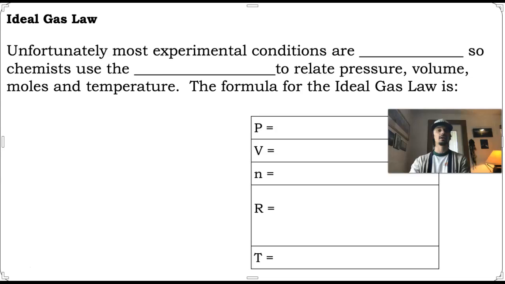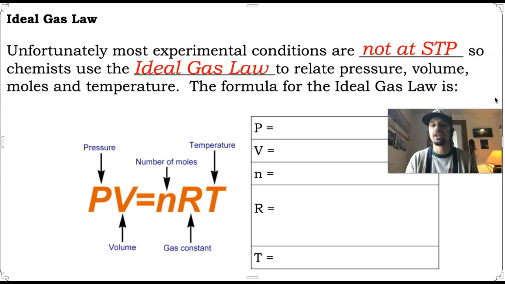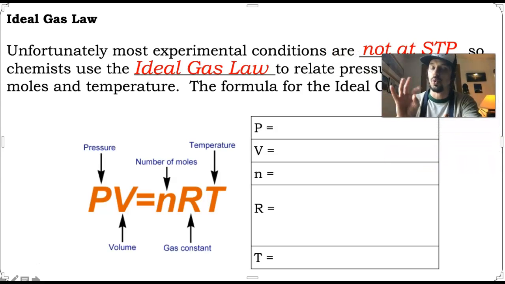All right, so unfortunately, most conditions aren't at STP. So what if I'm not working at STP, but I still want to solve for an unknown pressure, volume, number of moles, or temperature? Well, then I can again compare it to conditions at STP and use the ideal gas law. The ideal gas law is PV equals nRT, and I would write that down somewhere because this is going to be the gas law that we use this week.